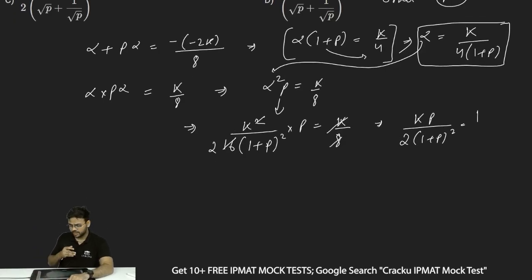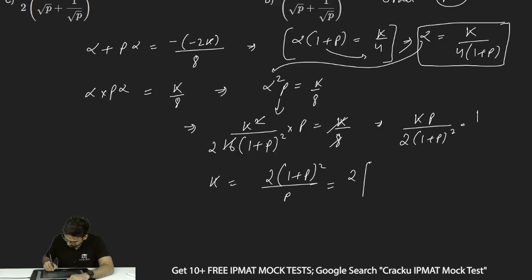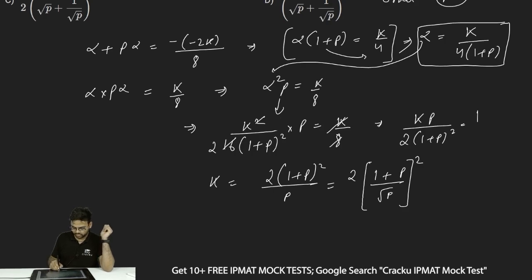What we'll do, we'll take all the p terms to the right hand side. So k is equal to 2 into 1 plus p whole square divided by p. Or I can write this as 2 into 1 plus p upon root p whole square. This and this is the same. Why? Because root p whole square will be p only. So the denominator is p, and 1 plus p whole square will be the numerator, and 2 remains the same.